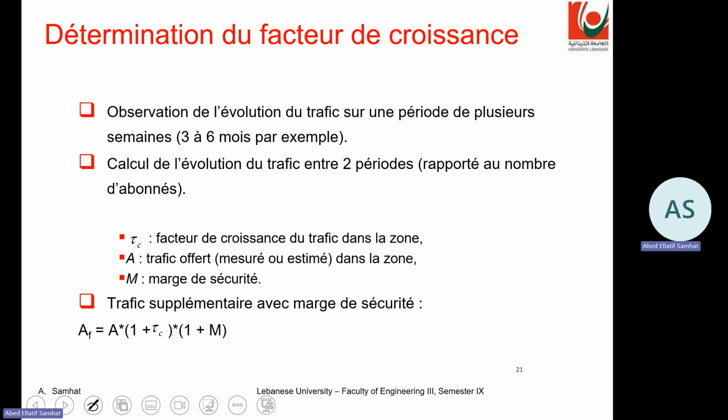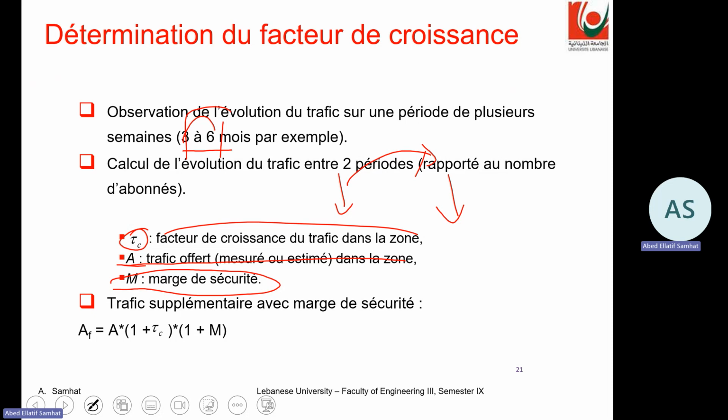If we have, for example, we want to do the evolution of the traffic over a certain period. So typically, it could be from 3 to 6 months, for example, and we can take 2 periods, and we try to see how much the traffic will increase during those 2 periods. So typically, tau c is the increasing factor, and A is the traffic offered, the traffic that we should support in this network. And M is a kind of security margin. So typically, if we want to work without any security margin or without taking into account the increasing of the traffic, we will do the dimensioning with the traffic A.